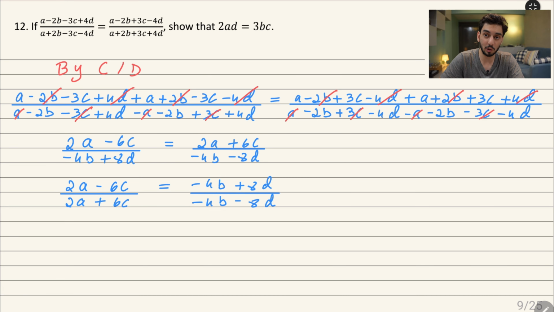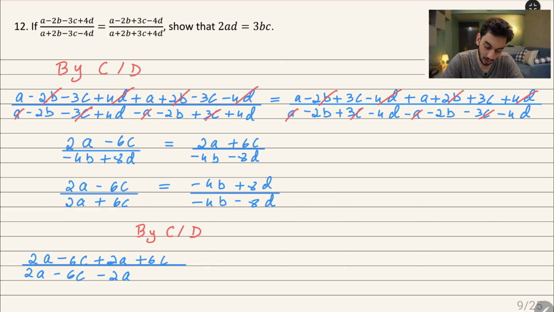Okay, I'll again use componendo dividendo. Okay, so by componendo dividendo, it is numerator plus the denominator. So 2a minus 6c plus 2a plus 6c. In the denominator, it is numerator minus the denominator. So it would be 2a minus 6c, and everybody would get a negative sign. So minus 2a minus 6c is equal to, same thing over here, numerator plus the denominator.